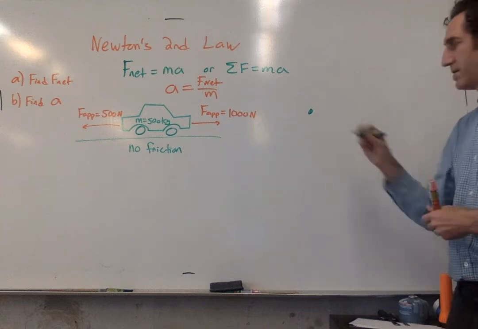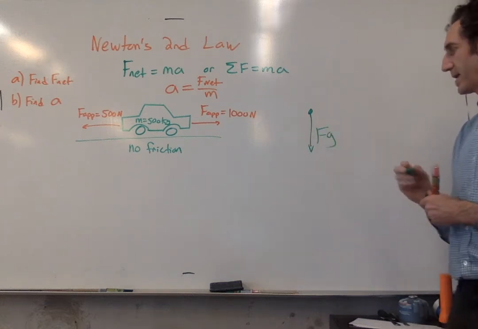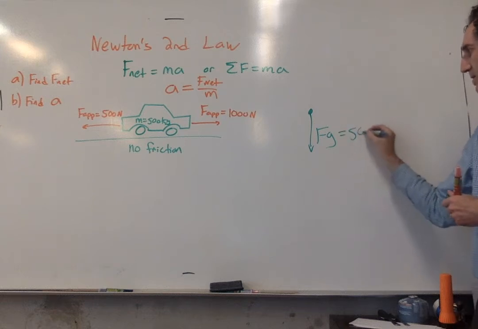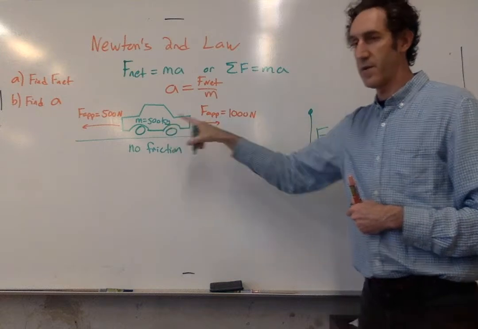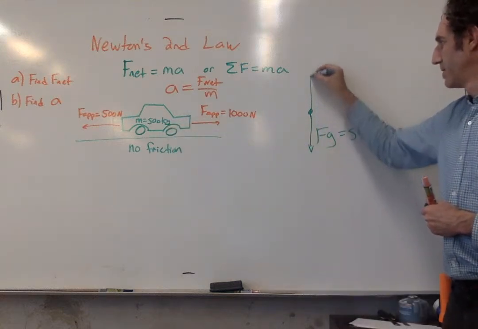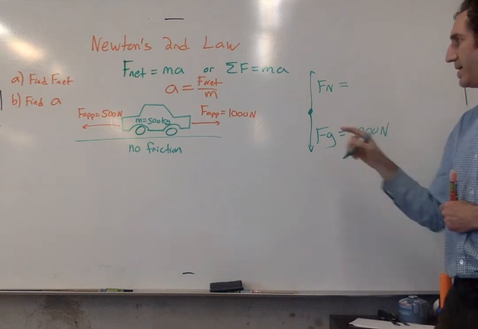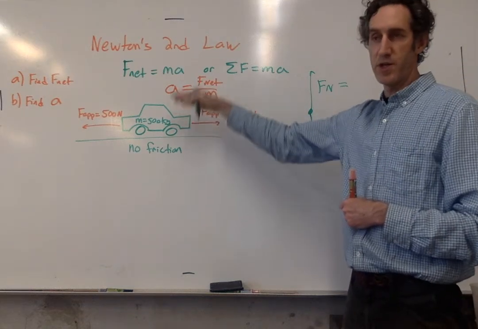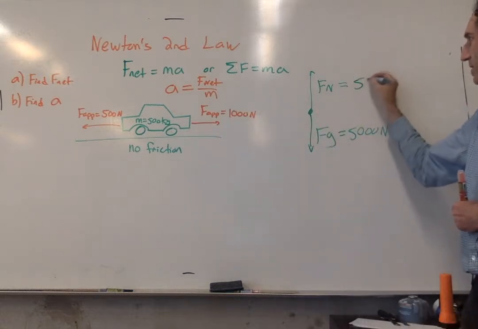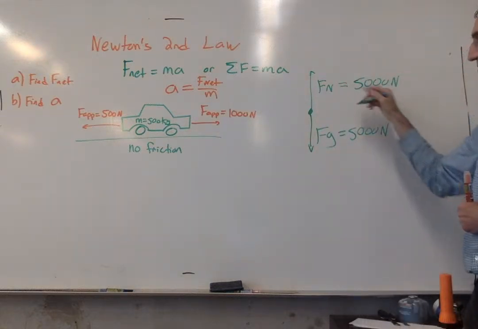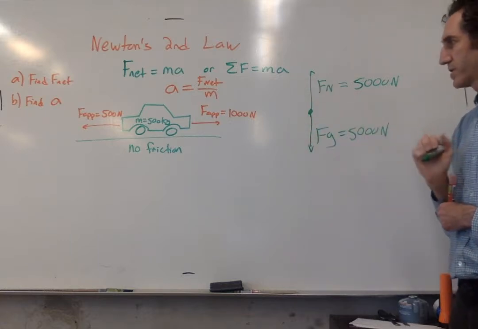There's my car. I have gravity going down, and I can go ahead and write in 5,000 newtons if I want to for a 500 kilogram car. I have a normal force going up. And because I don't have any motion in this direction and I don't have any other forces in this direction, I can right away write that that's 5,000 newtons. And those are balanced. We don't even really care about these forces too much.